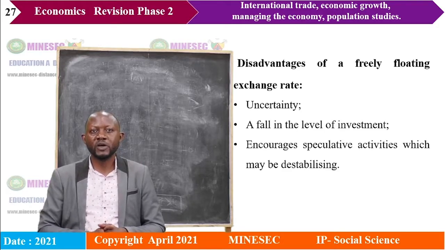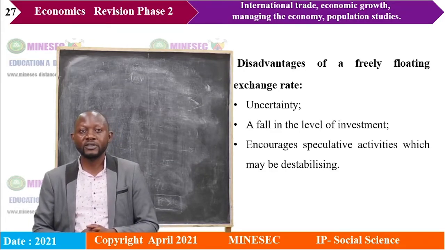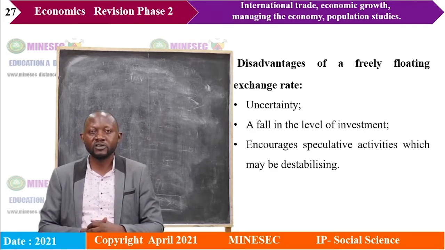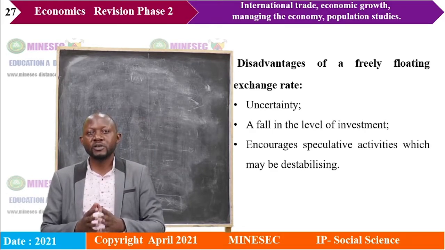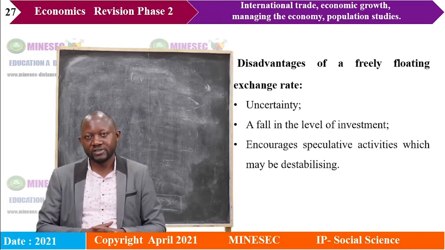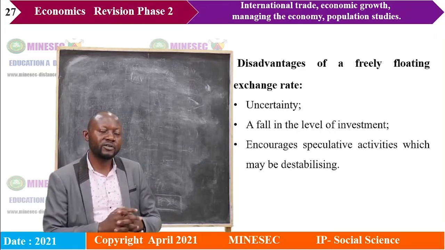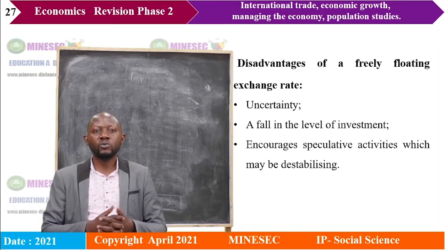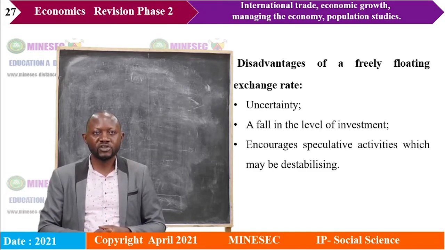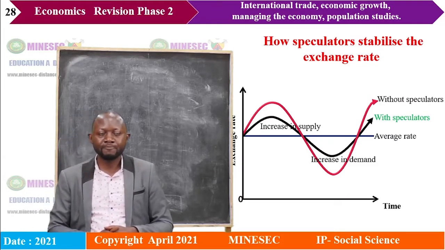It encourages speculative activities which may be destabilizing. Speculators are those who buy a currency when it's at a lower exchange rate, hoping to sell in the future when the price must have risen in order to make some capital gain. The activity of these speculators at times tends to further destabilize the exchange rate. We're going to see how their activities destabilize the exchange rate, and to an extent, we equally look at how they can stabilize the exchange rate. Now let's look at how speculators stabilize the exchange rate.